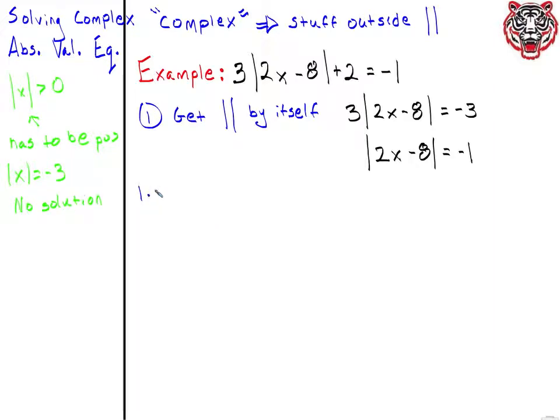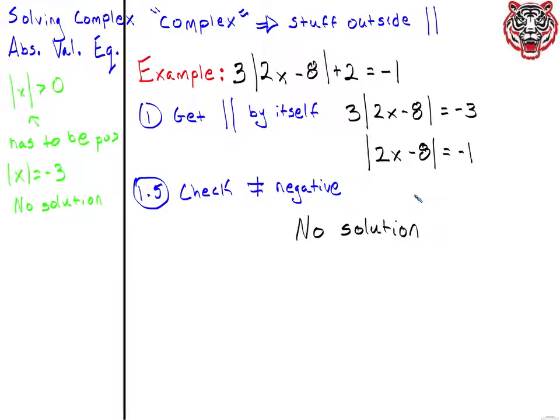Because step 1.5, check that it's not equal to a negative. That's 1.5. So the correct answer here is no solution. Check to make sure it's not equal to a negative. Or you could say check to make sure it's positive. Check to make sure it's greater than 0.